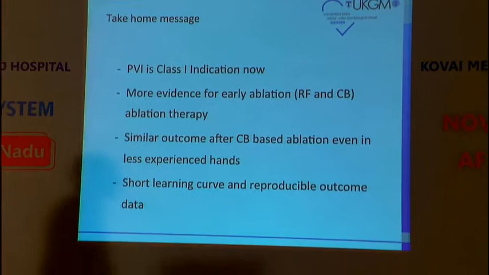Thank you, Dr. Shibunade, for a very enlightening talk and also for bringing this technology to this part of the country. I think it's a really promising technology and really heartening to note that this is now available in a place like Coimbatore.